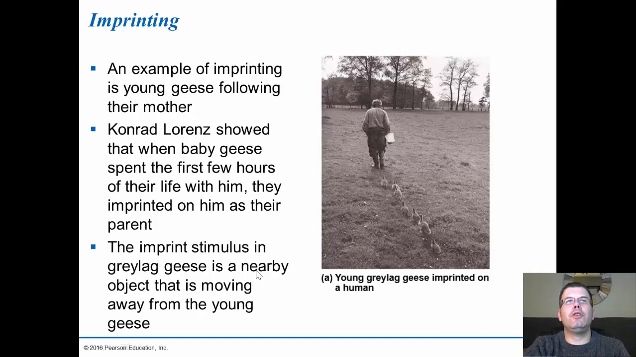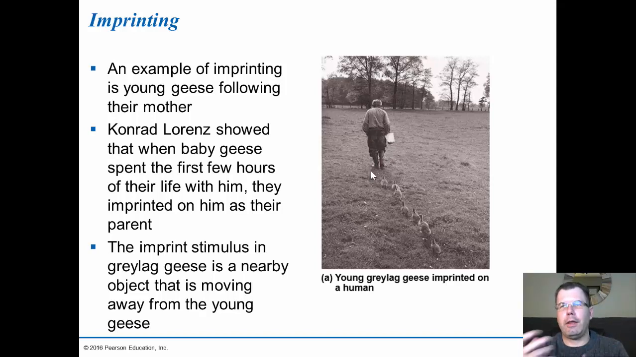And we see this as well with Konrad Lorenz, who showed that baby geese who spent the first few hours of life with him would follow him around, thinking he was the mother goose. The imprint stimulus of a nearby object is what causes the geese to follow that object. And so you could even use a robot or an animatronic object and allow these geese to do this. We see this quite a lot with birds, in that they will imprint on whoever they first see after they hatch out of the egg.